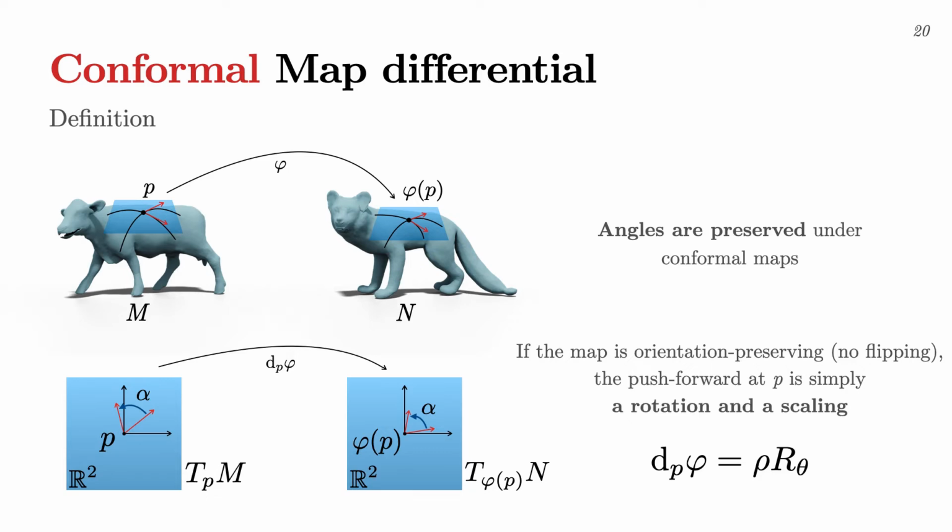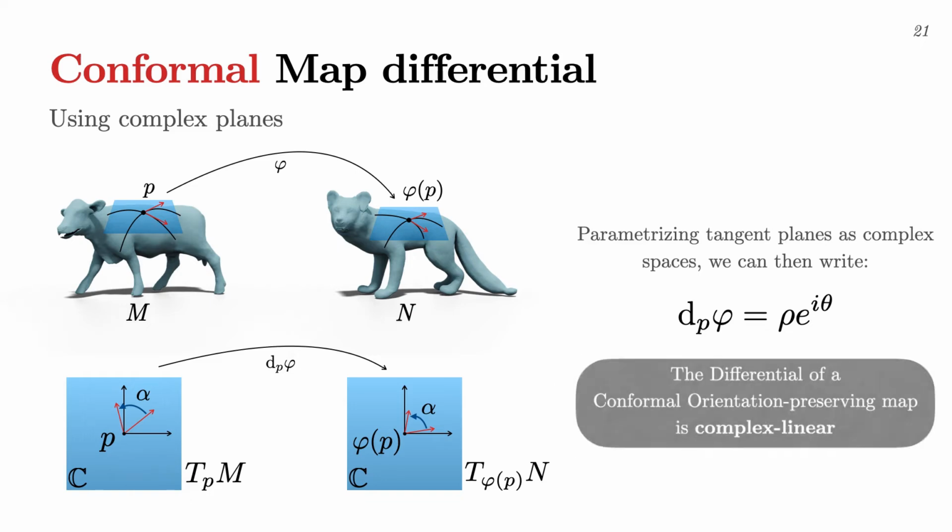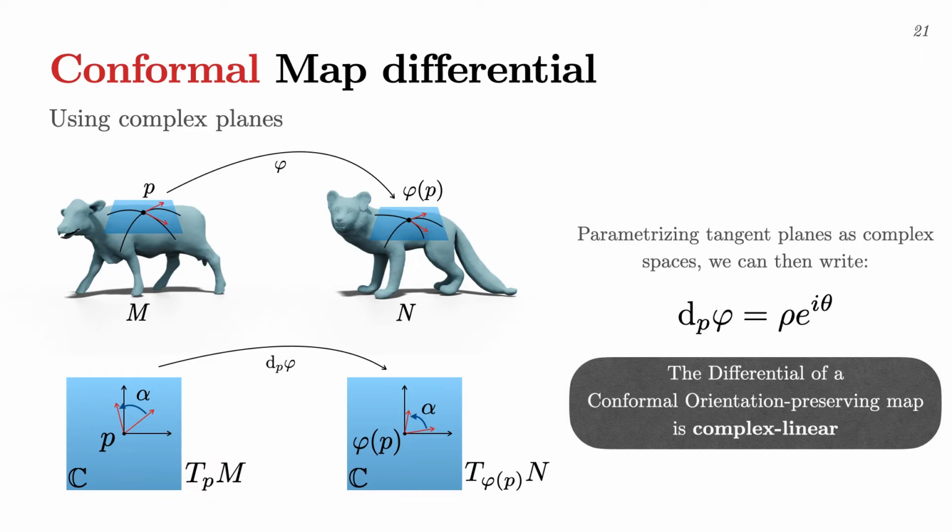Now, if the map is also orientation preserving, then the push forward at point P is simply a rotation and a scaling. It cannot flip the tangent plane. So it takes the form: d_P phi is a rotation, theta, and a scaling, rho. What is more, by parametrizing tangent planes as complex instead of R2 spaces, we can then write the differential at point P as a simple complex multiplication. In other words, the differential of a conformal orientation-preserving map is complex linear.